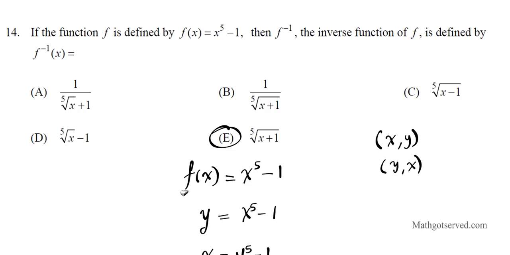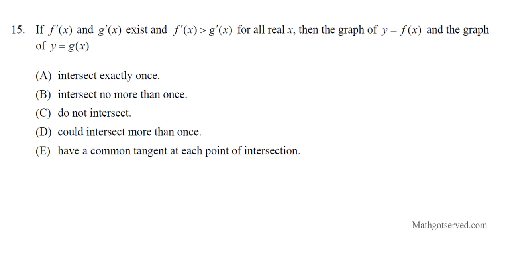All right, let's move along to the last question, question number 15. It says if f prime of x and g prime of x exist, and f prime of x is greater than g prime of x for all real x, then the graph of y equals f of x and the graph of y equals g of x is what? Does it intersect only once, intersect more than once, not intersect, could intersect more than once, or have a common tangent at each point of intersection. So we don't know which is bigger here. So what we're going to do is consider all cases, okay?